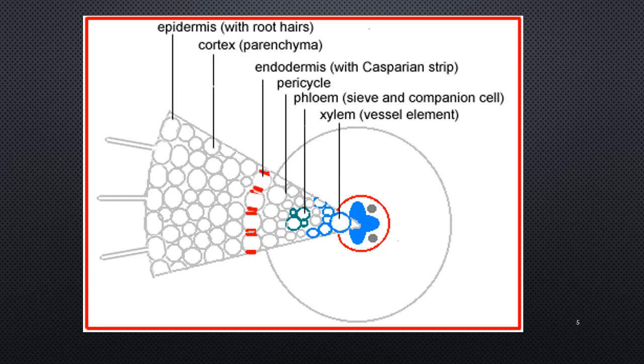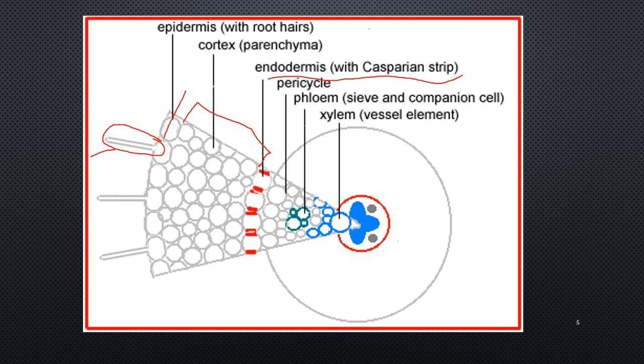So this is what it looks like. So, like I said, we start with the epidermis. That's the single layer on the outside. That's the protective layer, and it has differentiated cells such as root hairs. The cortex is this whole area right here. Those are the parenchyma cells that can do food storage, and water comes through this area when it's being absorbed through the root hairs. And then just inside of that cortex is the endodermis. And the endodermis has a Casparian strip.